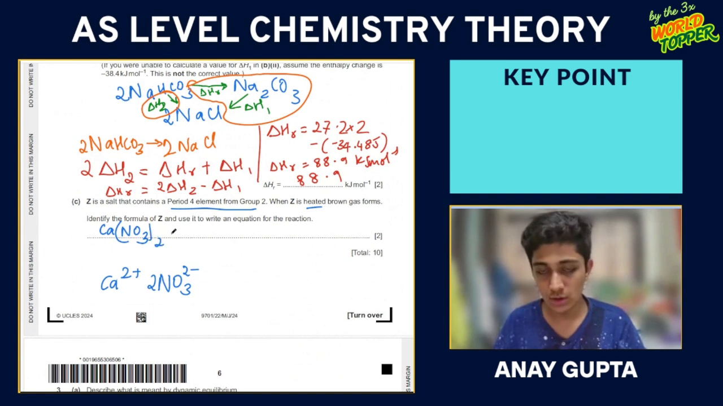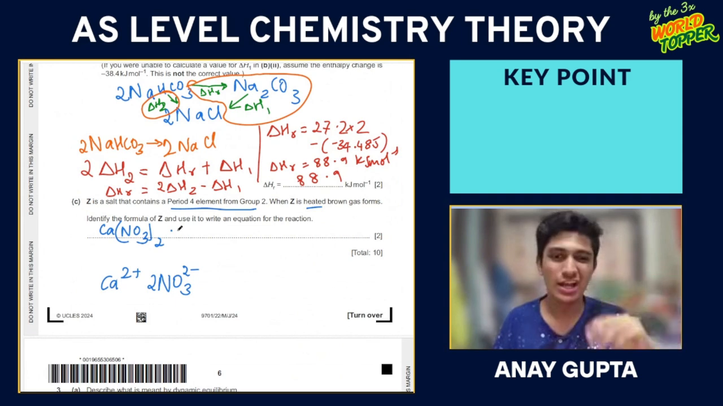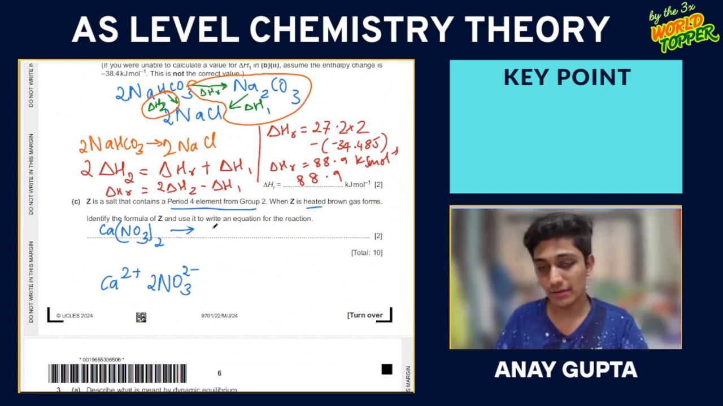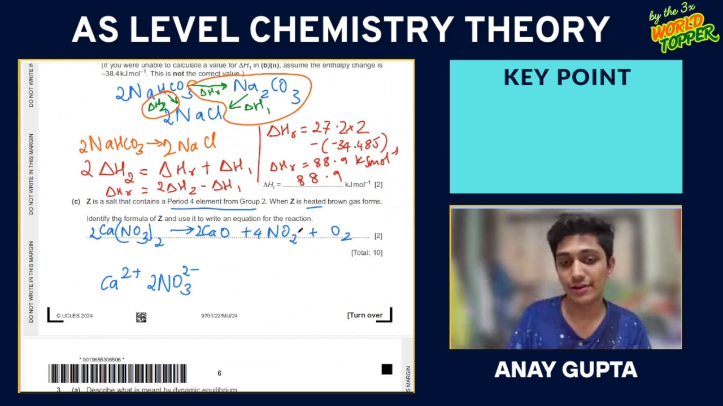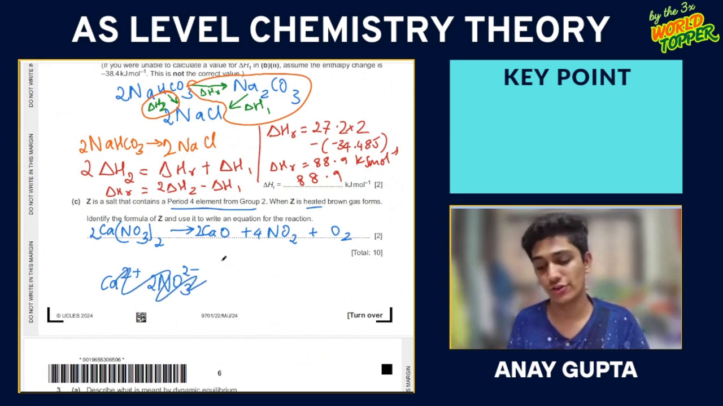Ca(NO3)2. Because it is a thermal decomposition, this will be my only reactant, and this will give me CaO firstly, secondly NO2, and thirdly O2. Now I can just balance this quickly. So 2, 2, 4, and this is obviously 1. So this is my entire reaction. Okay, you can ignore this part.